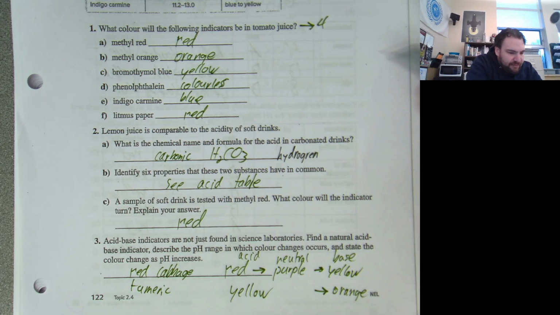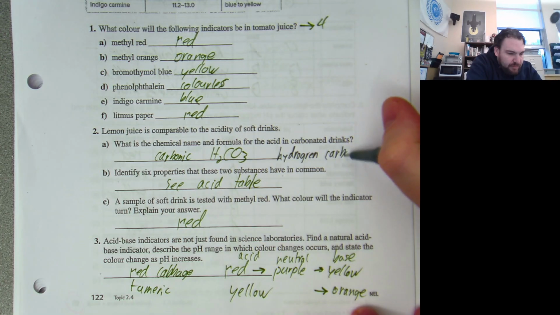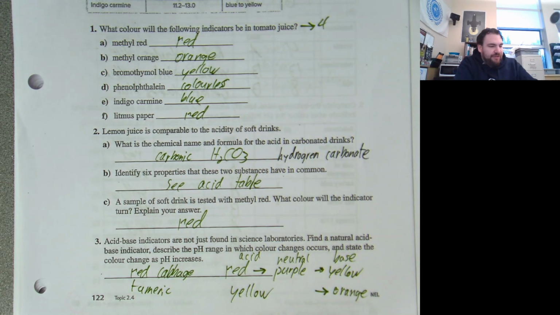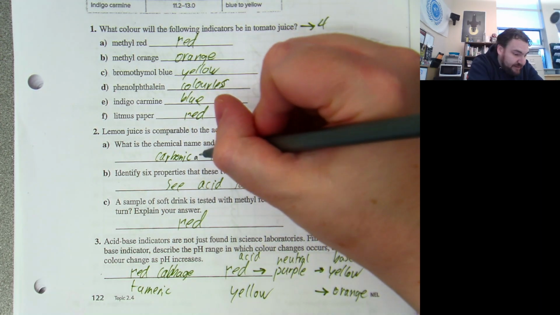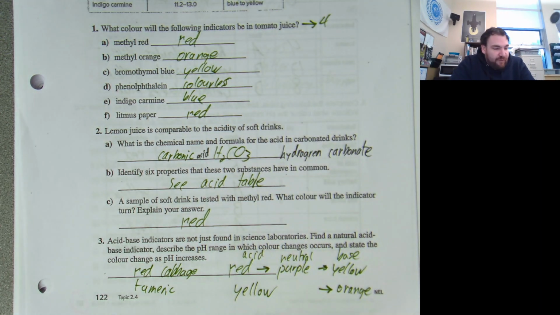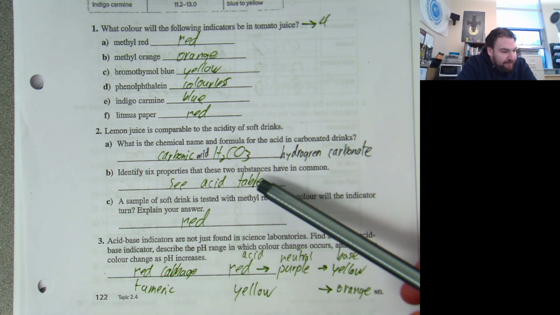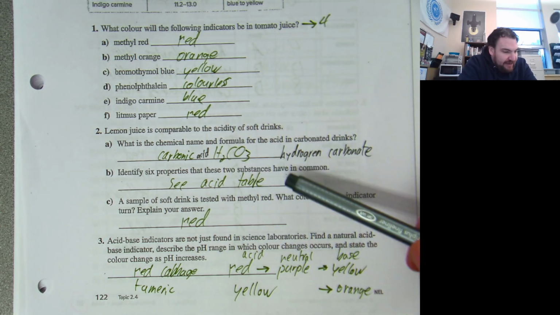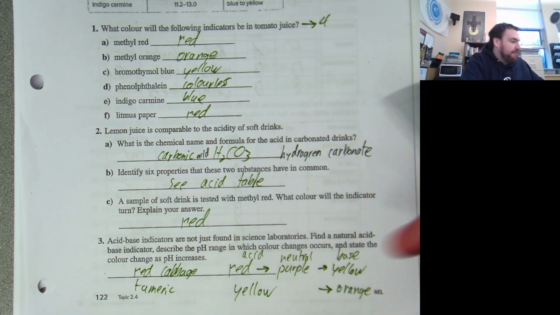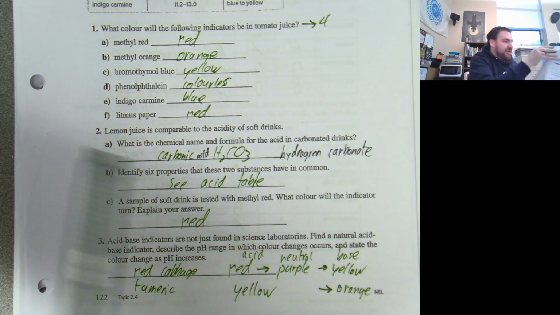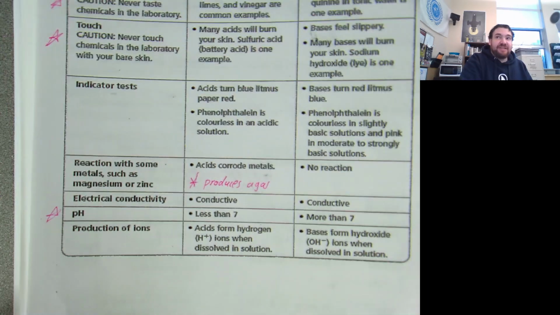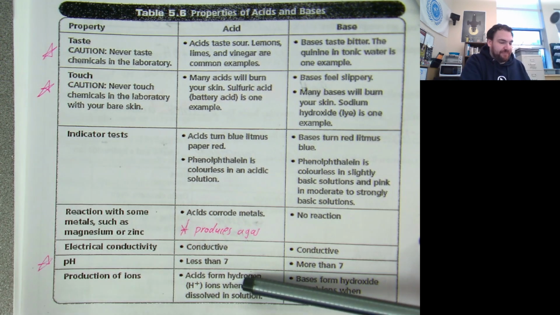It is carbonate, hydrogen carbonate. That's the chemical name. The acidic name is carbonic acid. The formula is H2CO3. And then the 6 properties that lemon juice and carbonated beverages would have in common is just this page here. Those are the 6 things they would have in common, this whole column.